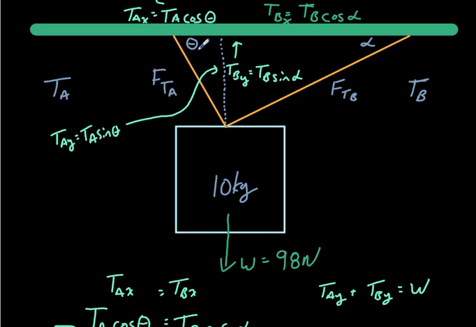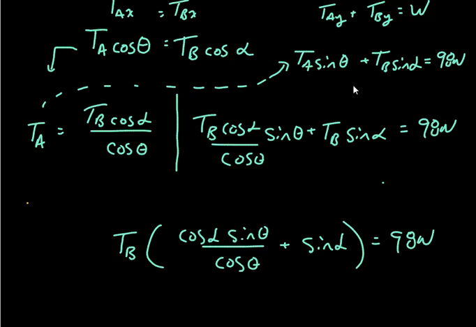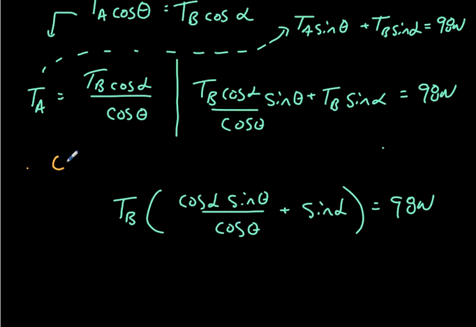Alrighty. This looks like a big angle. Let's call it 50 degrees, and let's call this 30 degrees. Okay? So then anywhere we see theta, we're going to replace it with 50 degrees, and everywhere we see alpha, we're going to replace it with 30 degrees.